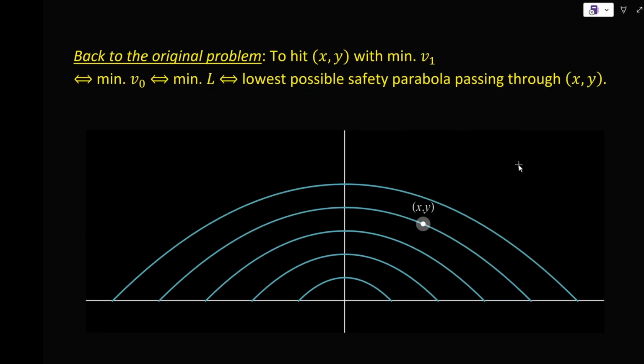Back to the original problem, now we have enough machinery to formulate a condition for optimality. So in order to hit the target x, y with minimum impact speed, it is equivalent to minimize the launch speed. This is a consequence of the energy conservation. And to minimize V naught, it is equivalent to minimize L. This follows from the definition of L. And to minimize L, it is equivalent to find the lowest possible safety parabola, that is, the safety parabola that happens to pass through the point x, y.